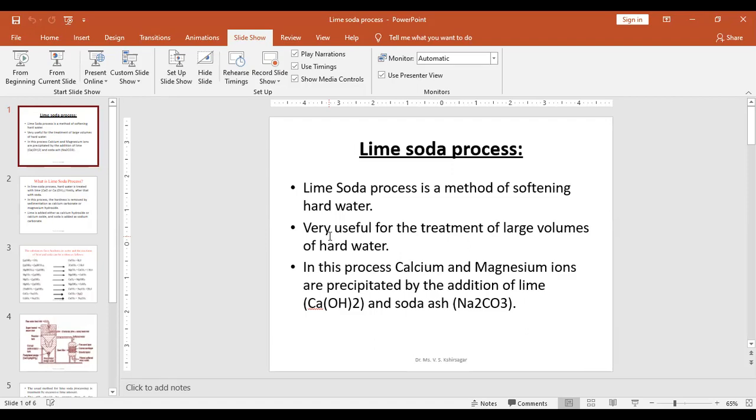वॉटरचा हार्डनेस आपल्याला रिमूव्ह करायचा आहे, जो फिल्ट्रेशन, सेडिमेंटेशन, कोॲग्युलेशन, एरिएशन कशानेच कमी होत नाही. ओके, so for that purpose we need to apply some effective and special treatments, and there are different special treatments. One among them is the lime soda process. Demineralization method is the lime soda process.